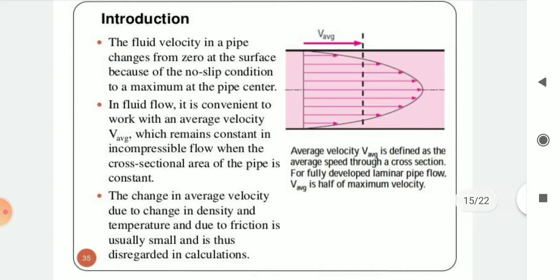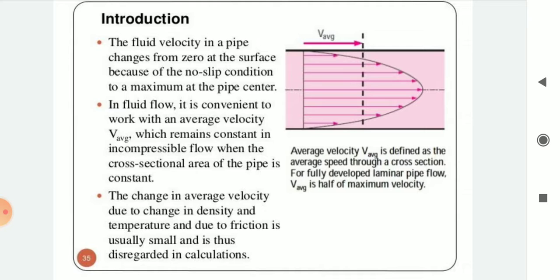Average velocity, V average, is defined as the average speed through a cross section. For fully developed laminar pipe flow, V average is half of the maximum velocity. You can see the image. Okay, according to the figure, the fluid velocity in a pipe changes from 0 at the surface because of the no-slip condition to a maximum at the pipe center.